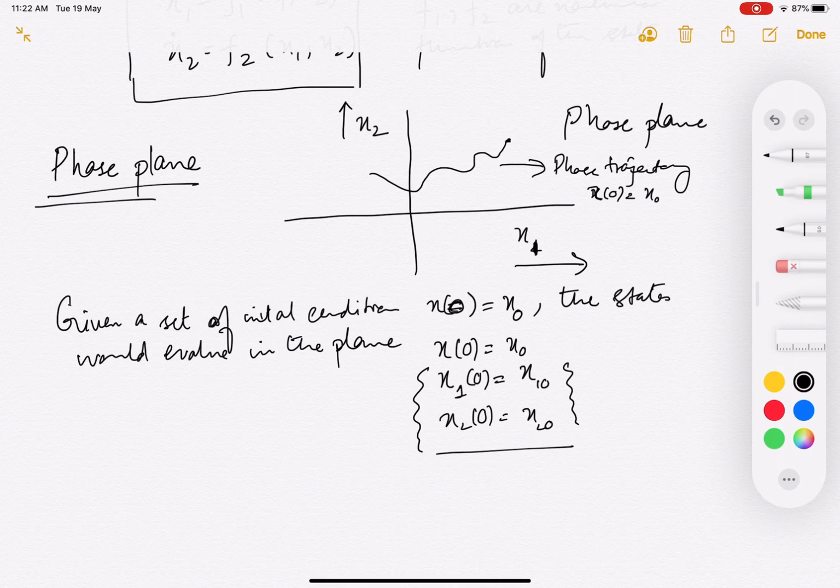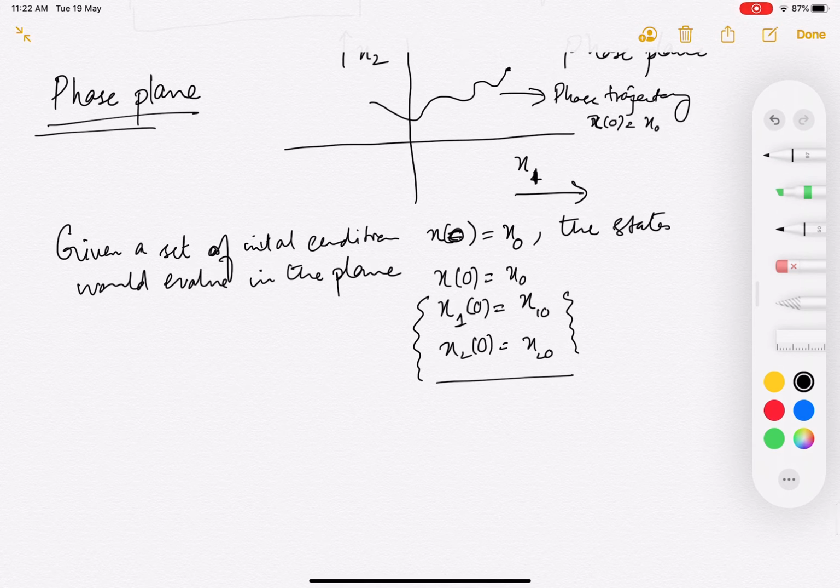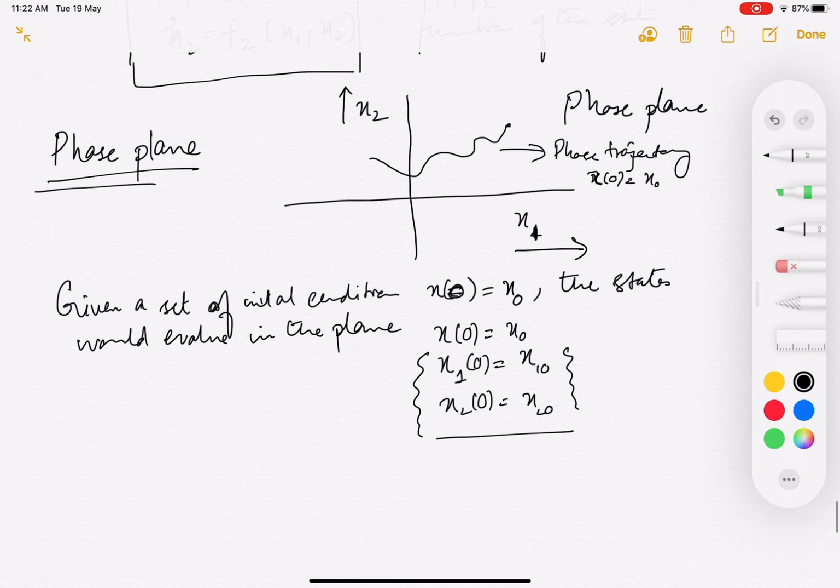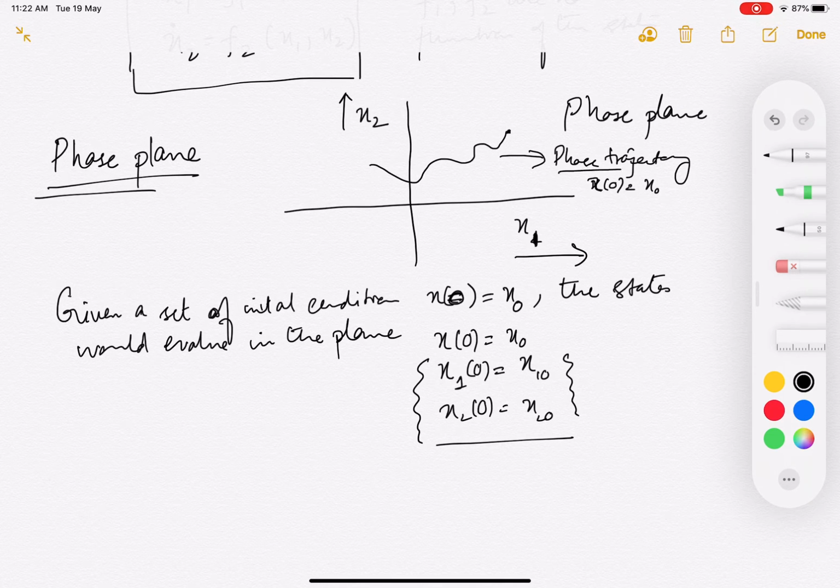So if you want to define it, you can say that given a set of initial conditions, with time varying from 0 to infinity, the solution x(t) can be represented geometrically as a curve in the phase plane, and that curve is the phase trajectory. Now this phase trajectory would be the trajectory for one particular initial condition. If you have a number of different initial conditions, then you can sketch different phase trajectories.